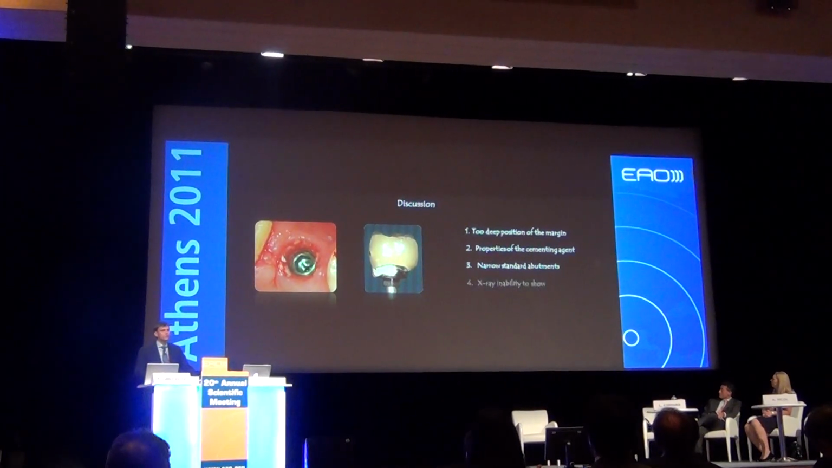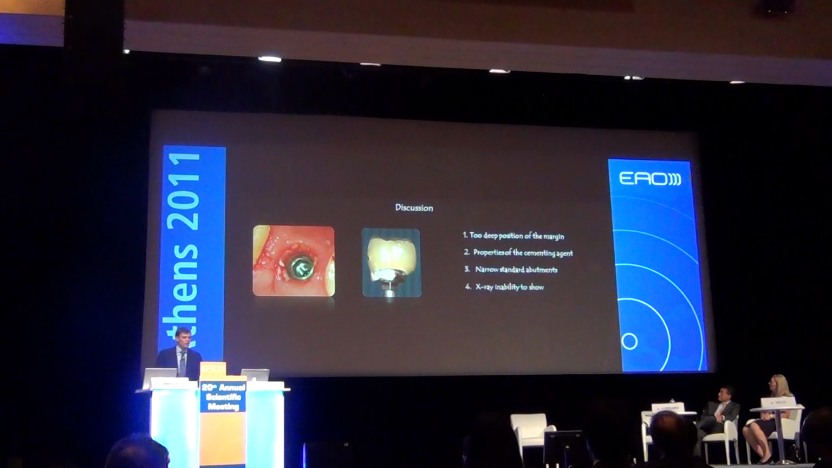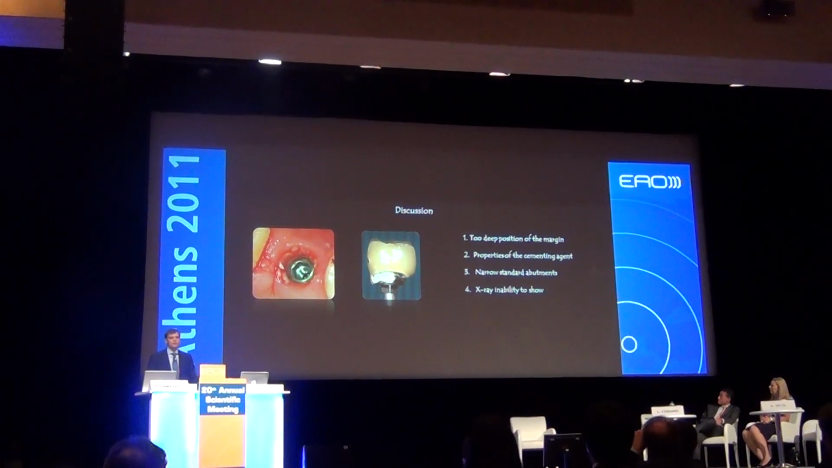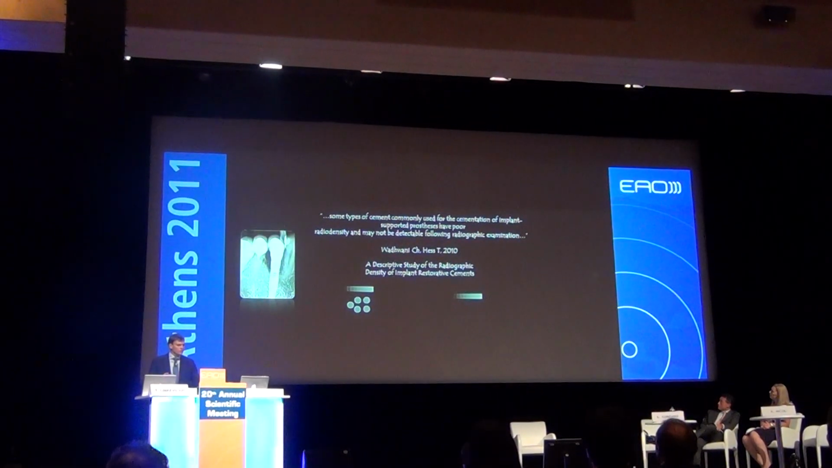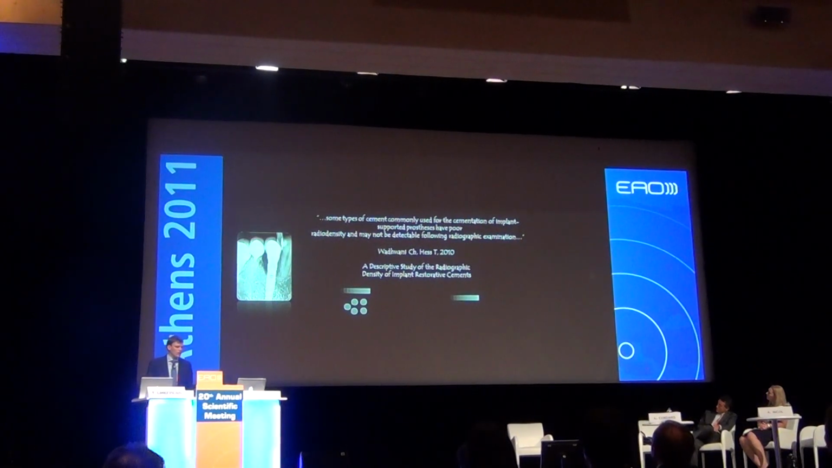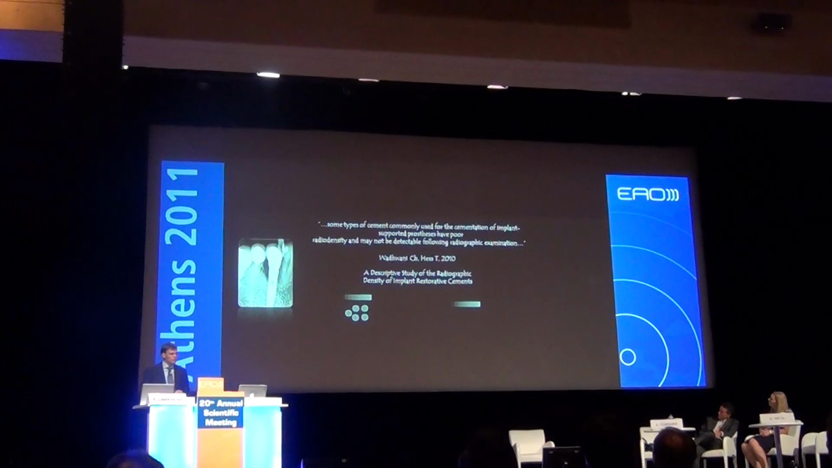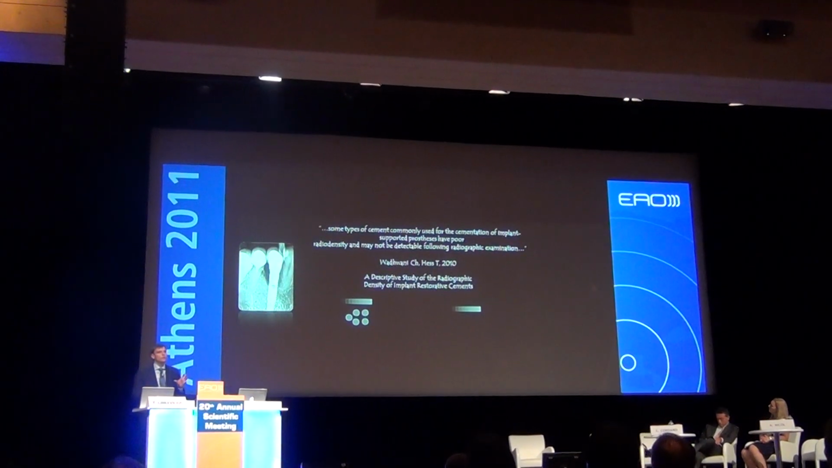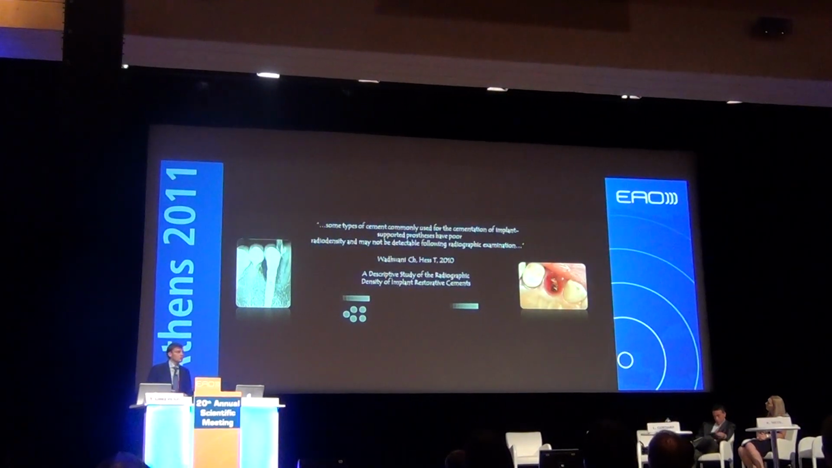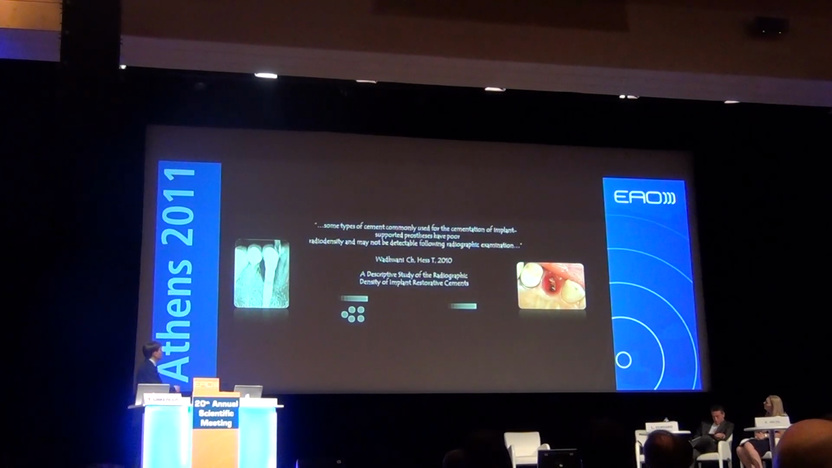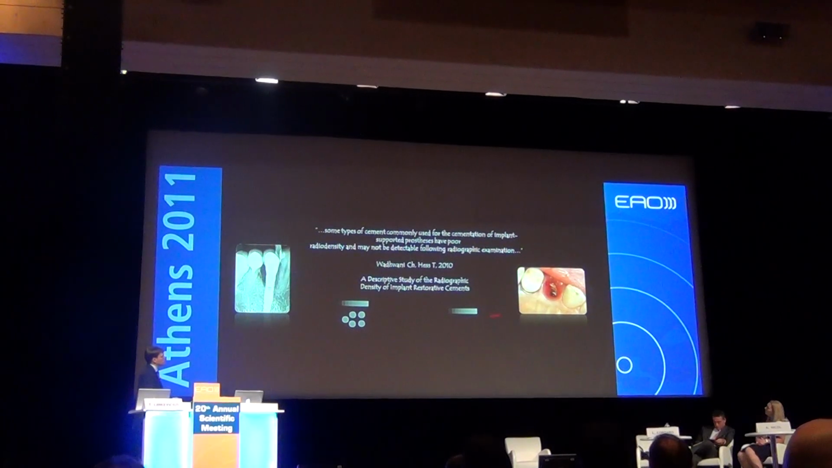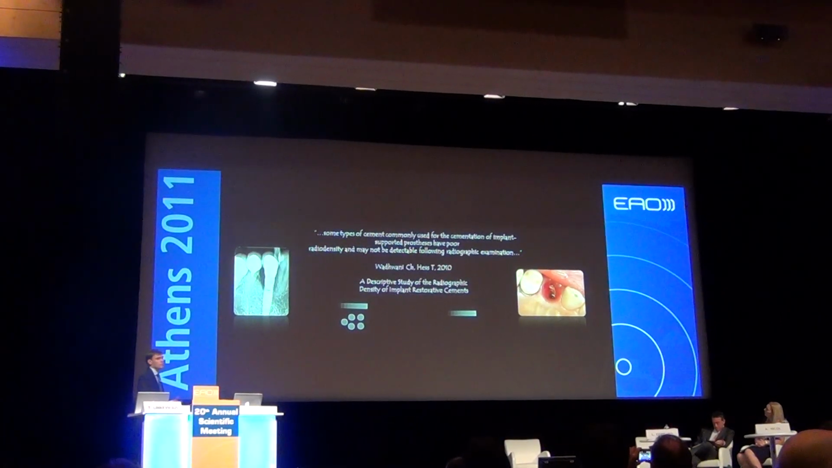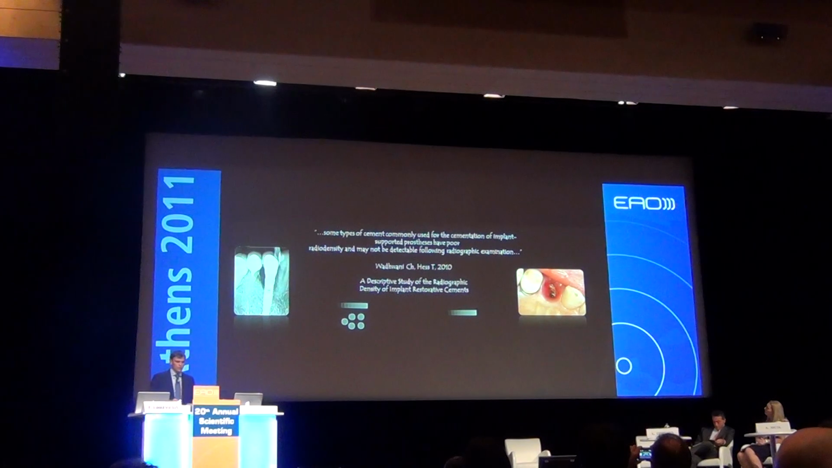And another very interesting thing is that X-ray does not show us anything. There is a very interesting paper by Wadhwani et al. which showed that the cement must be big enough to detect it on the X-ray. It means it must be at least 1 millimeter. Just like in this case, you can see there is no way you can see cement here, only bone loss, but after removal of the restoration you see a big amount of cement.